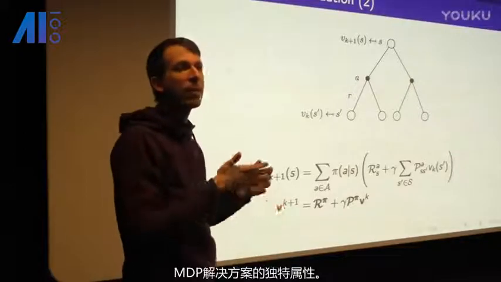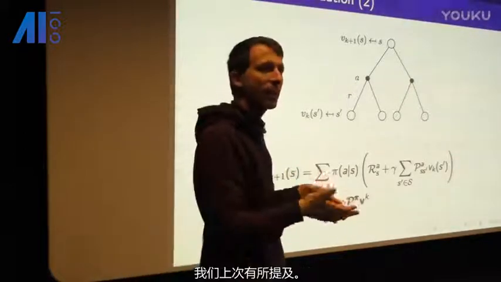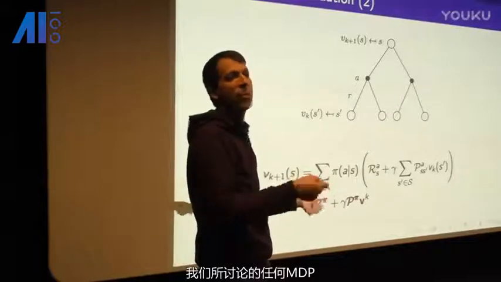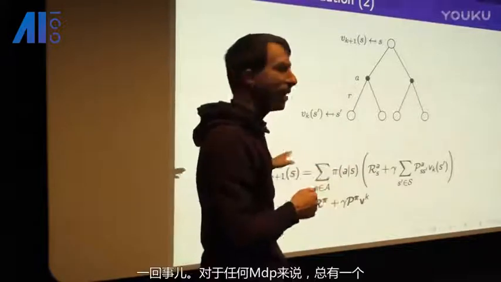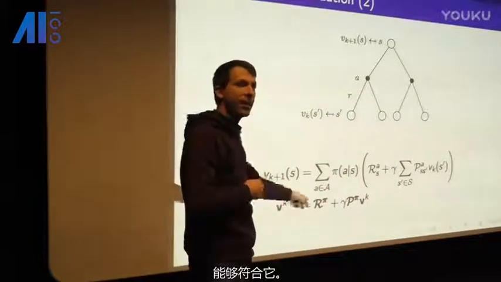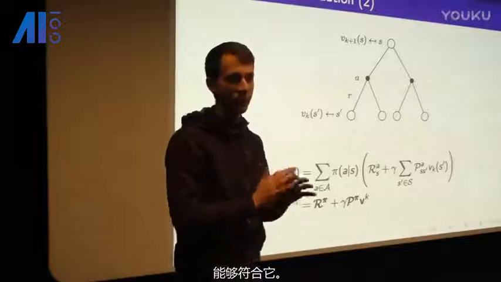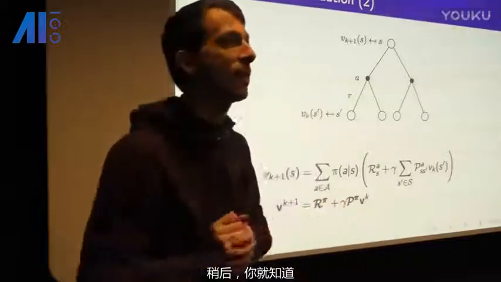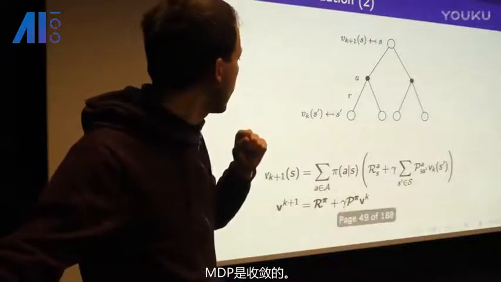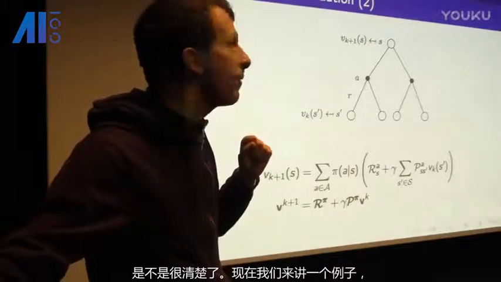It comes from the uniqueness property of the solution of the MDP, which we touched on last time. There was a theorem in the last lecture, we were talking about v star there, and the same is true for v pi: there is a unique value function that satisfies this for any MDP. We'll see why later. It's essentially a contraction mapping theorem, which is the easiest way to see it. Okay. Is that clear for now?